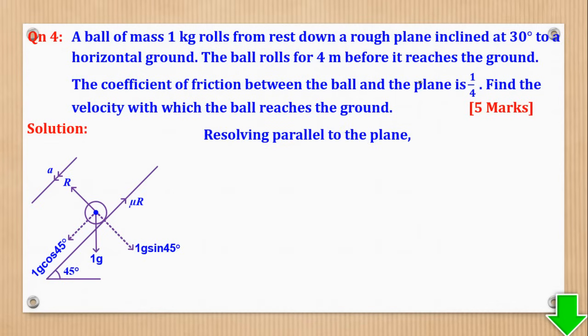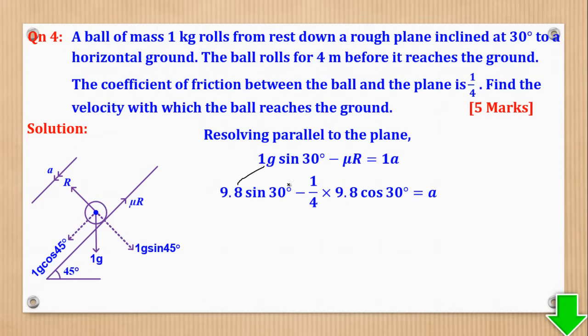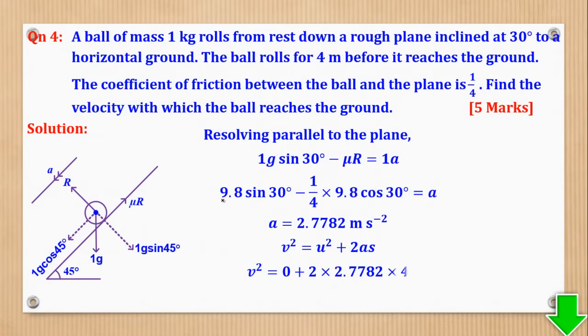Now we can resolve. Resolving parallel to the plane, we are interested in these forces. So this minus this is equal to ma. Then you substitute for g, for mu, and for R. R is this. Then get the value of a. From there, you can use the third equation of motion to substitute for initial velocity because it was at rest, the acceleration which you have got, and the displacement which it has moved. And that can give us the velocity. So basically, that's what they wanted.